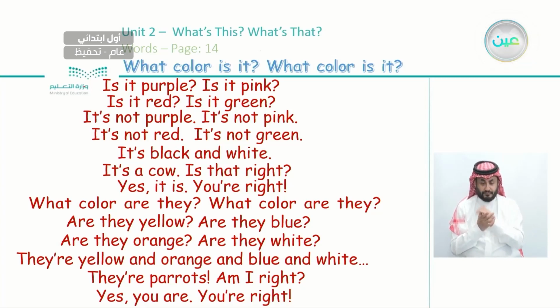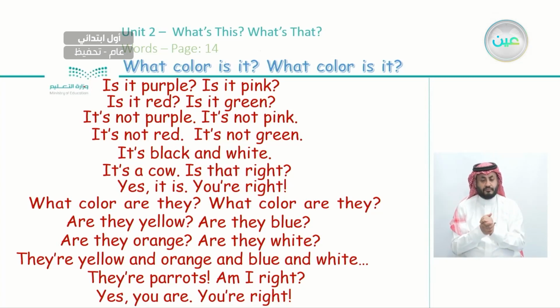You are right. What color are they? Again, say it. What color are they? Are they yellow? Are they blue? Are they orange? Are they white? They are yellow and orange and blue and white. They are parrots. Excellent. Parrots. Am I right? Yes, you are.